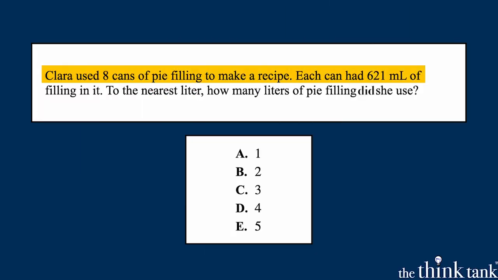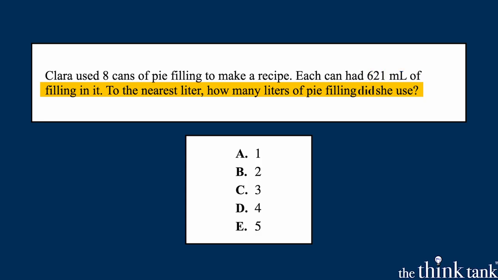Clara used 8 cans of pie filling to make a recipe. Each can had 621 milliliters of filling in it. To the nearest liter, how many liters of pie filling did she use?